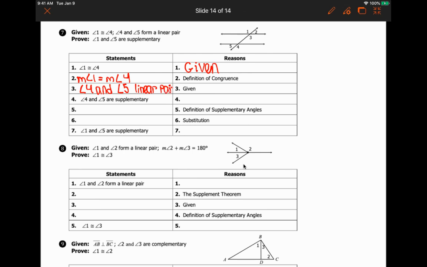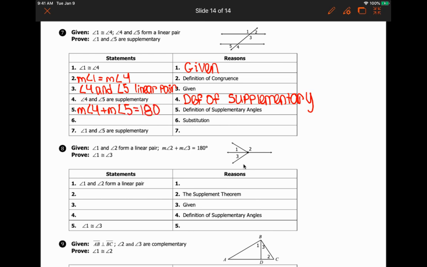So then they said, okay, then 4 and 5 are supplementary. So that'd be definition of supplementary. Then they want another definition of supplementary. So I know that that means the measure of angle 4 plus the measure of angle 5 equals 180.